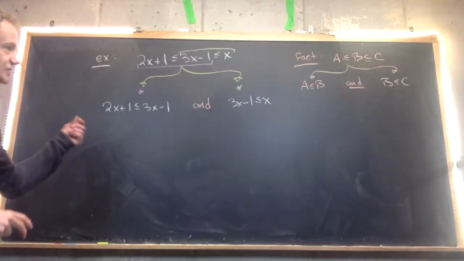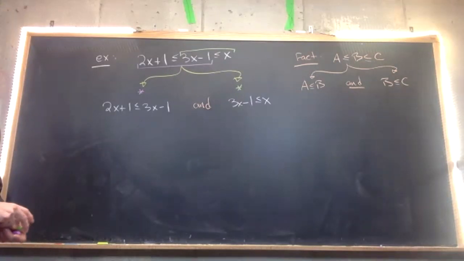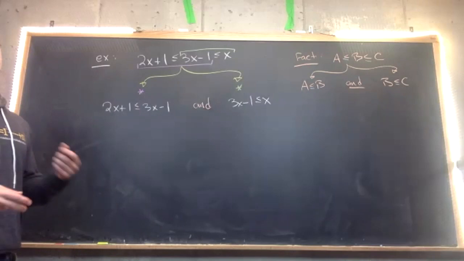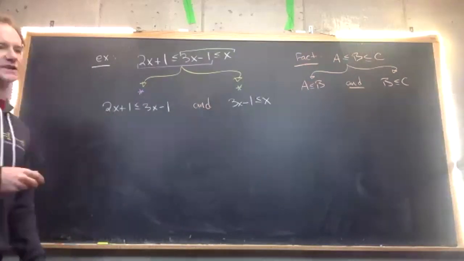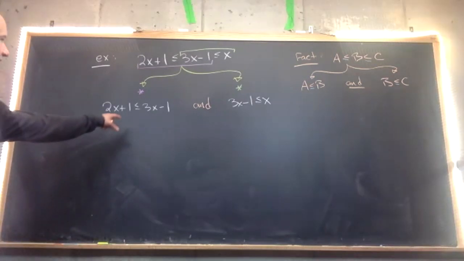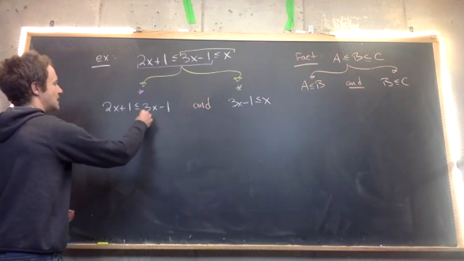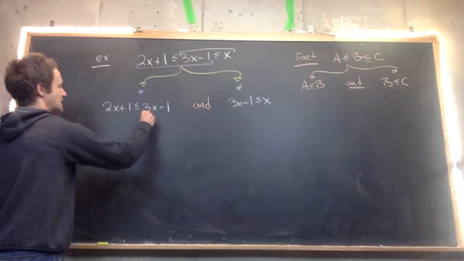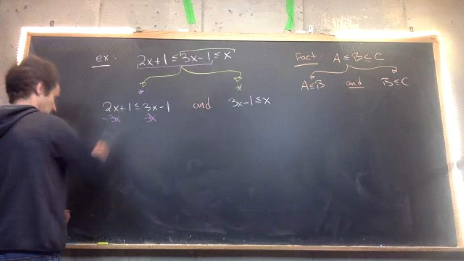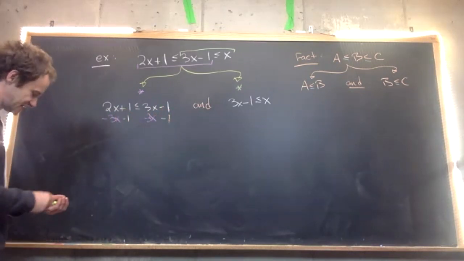Now we solve each of those separately and then essentially take the intersection of the two solution sets and maybe graphically interpret it so we can reduce it down to something as simple as possible. Okay, so let's simplify maybe this side. So maybe I'll subtract 3x from both sides. And then I'll also subtract 1 from both sides. So let's see what that gives us.